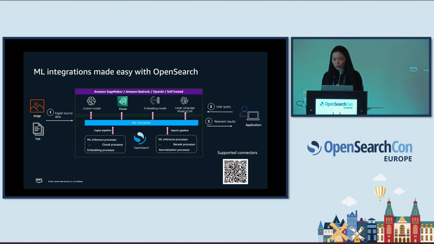Here, we attach the supported connectors QR code so that you can see what blueprints we are supporting now. Then you can select and see which model you want to try out, and you can build your own RAG applications. So this is the QR code that you can try, to see what models are of interest in your use case and see if you can build RAG applications.